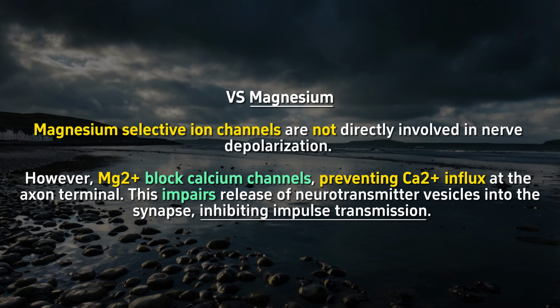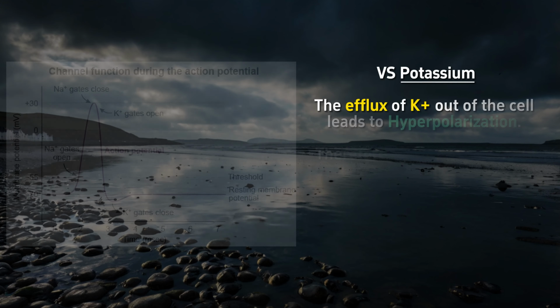Magnesium selective ion channels are not directly involved in nerve depolarization. However, magnesium ions block calcium channels, preventing calcium influx at the axon terminal. This impairs release of neurotransmitter vesicles into the synapse, inhibiting impulse transmission.